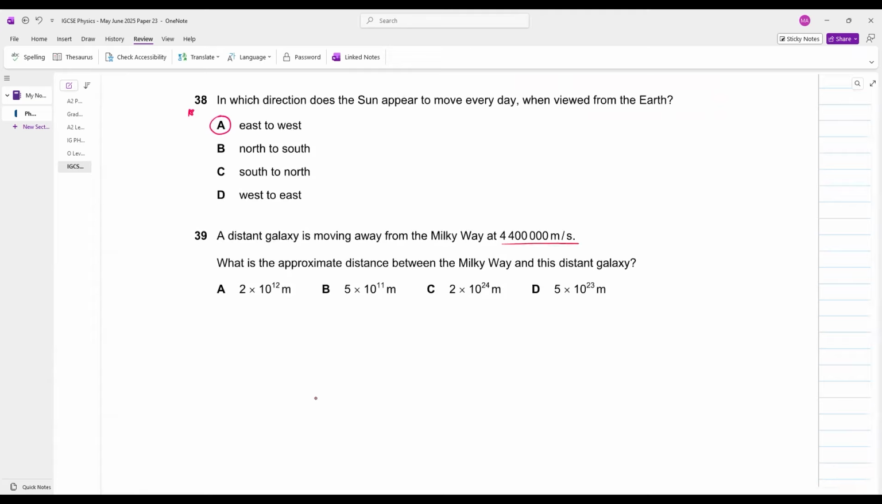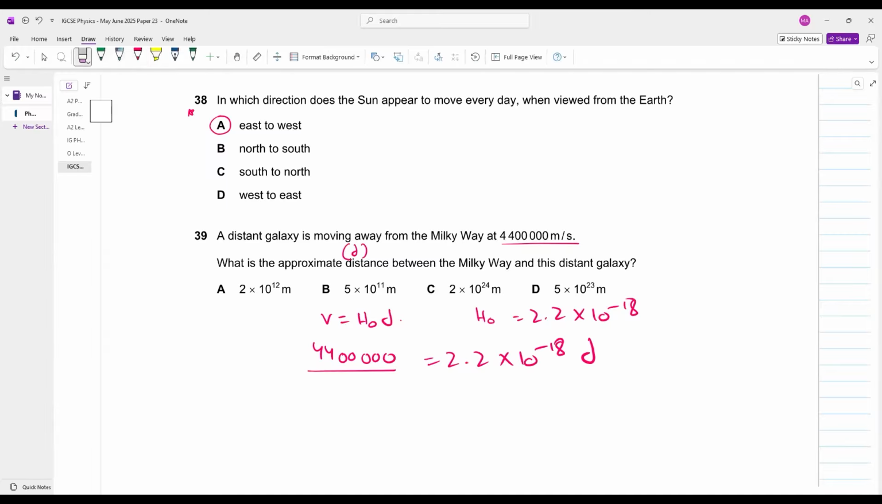A distant galaxy is moving away from the Milky Way at this speed. What is the approximate distance you have to calculate? D. कौन सा फॉर्मूला लगाएंगे? V is equal to Hubble constant into D. V की वैल्यू क्या है बेटा? 440000 divided by D. हमने निकालना है हबल कांस्टेंट की वैल्यू, याद है? 2.2 into 10 raised to the power of minus 18, into D. Can you calculate the value of D?